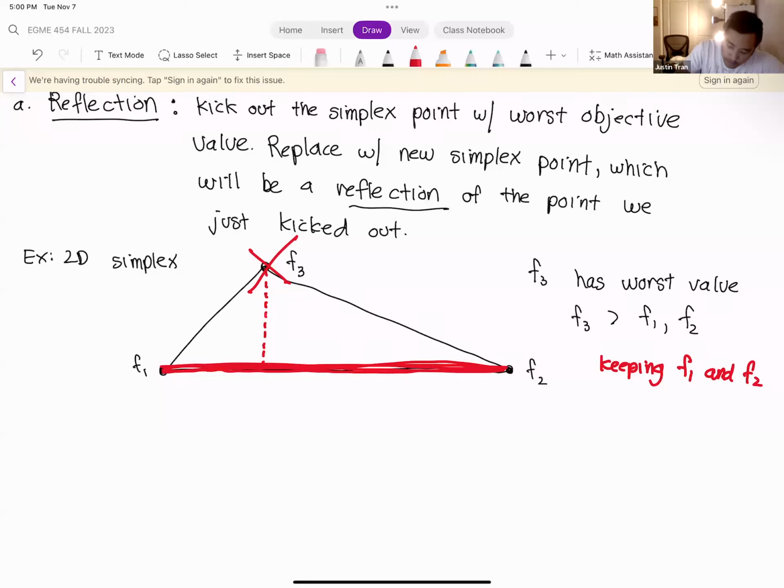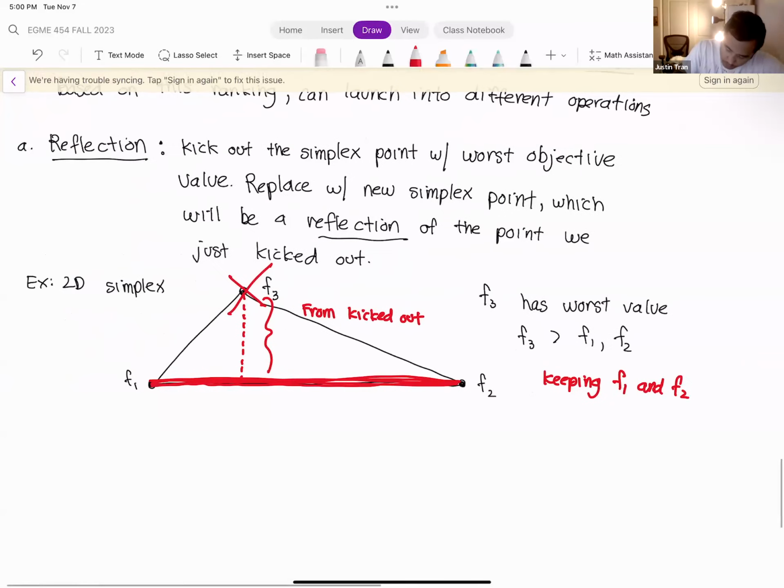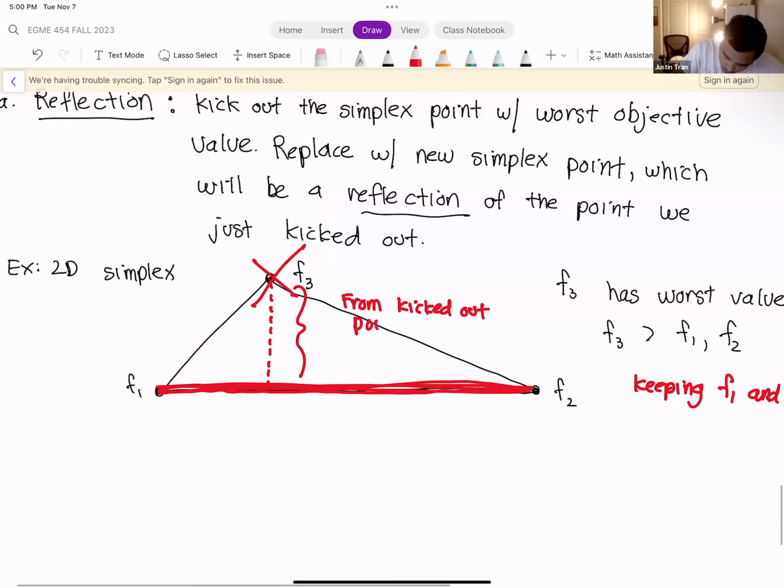This dotted line that I drew is the line from the rejected point to the line connecting f1 and f2. I'm going to call it the midline, because that's essentially what it's going to be: the line in between where the old point is and the new point. If I continue that dotted line past this midline, it's going to be the same length as the line that we just drew.